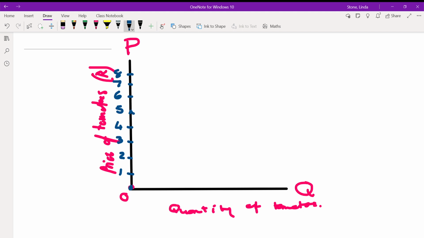On the horizontal axis, where we have the quantity, we will have the same effect. We start at zero and then we move rightwards. 1, 2, 3, 4, 5, 6, 7, 8. Right, so on the vertical axis we have price and it increases as we move upwards. And on the horizontal axis, we have quantity, which increases as we move to the right.